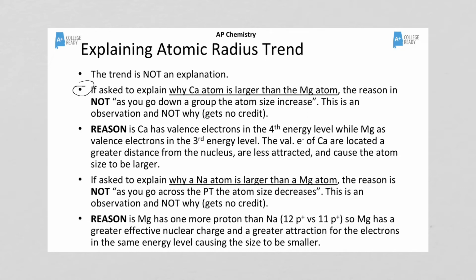Again, a period trend, we're going to need to mention effective nuclear charge. Effective nuclear charge refers to the positive force that's attracting electrons that's coming out of the nucleus. So we would say magnesium has one more proton than sodium, and you could say it has 12 protons versus 11. That's saying the same thing in two different ways. So what does that mean? Well, it means that magnesium has a stronger effective nuclear charge, which causes a greater attraction for its electrons in that same energy level, which pulls in the size or makes the size a little bit smaller.